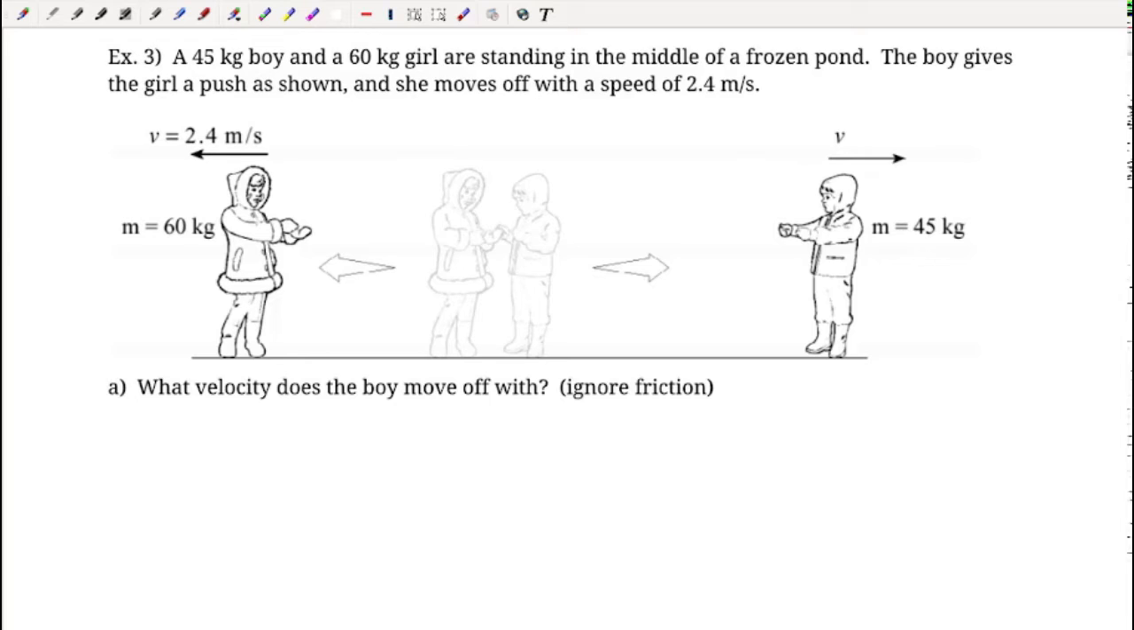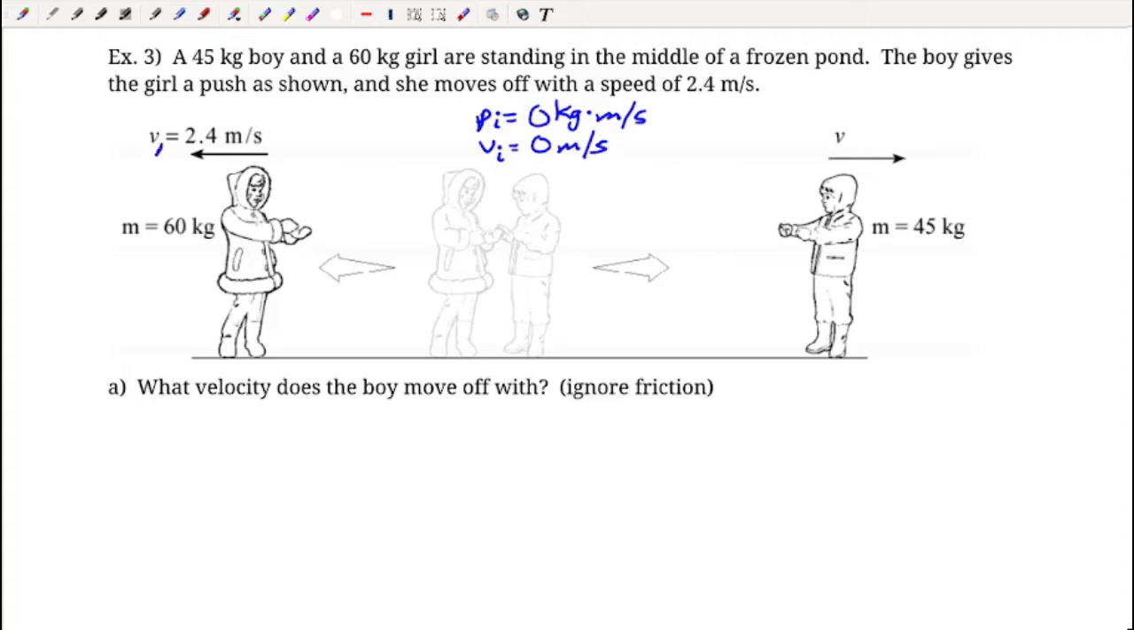Example number 3. A 45-kilogram boy and a 60-kilogram girl are standing in the middle of a frozen pond. So their initial velocity, their standing, is 0. So that means the initial momentum of both of them is 0 as well, in kilogram meters per second for momentum. The boy gives the girl a push as shown, and she moves off with a speed of 2.4. What velocity does the boy move off with?